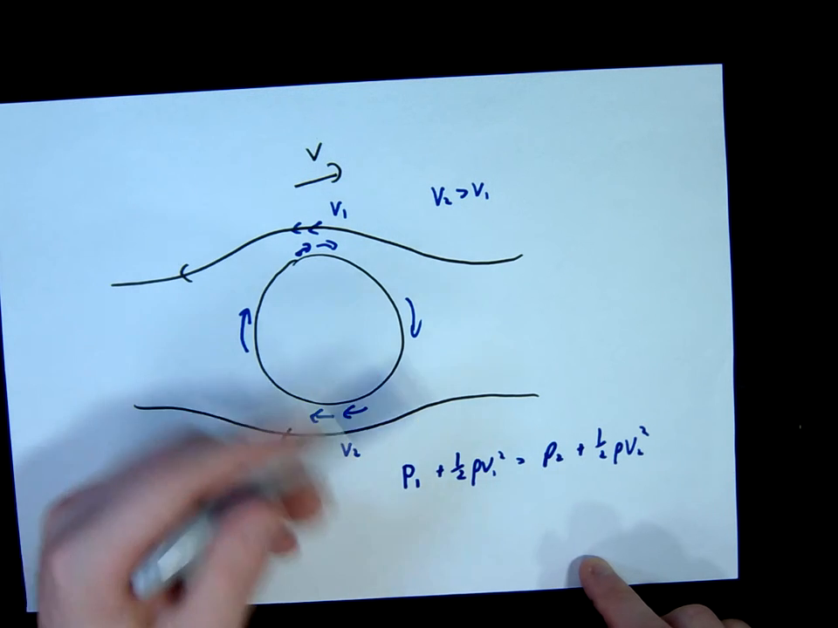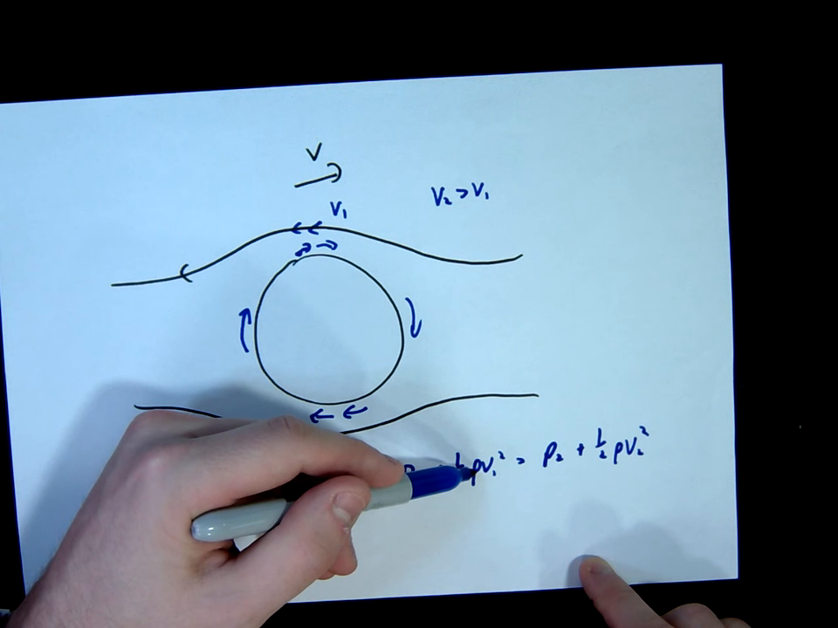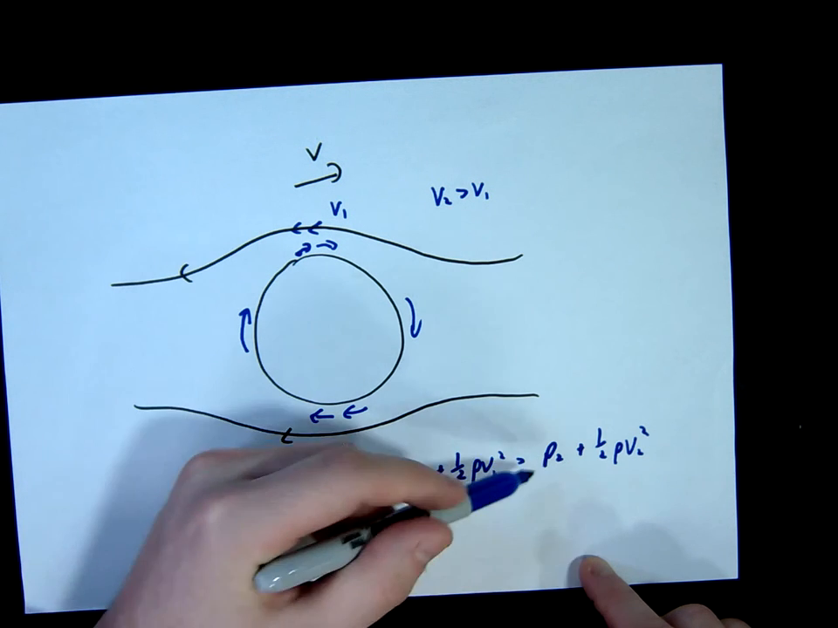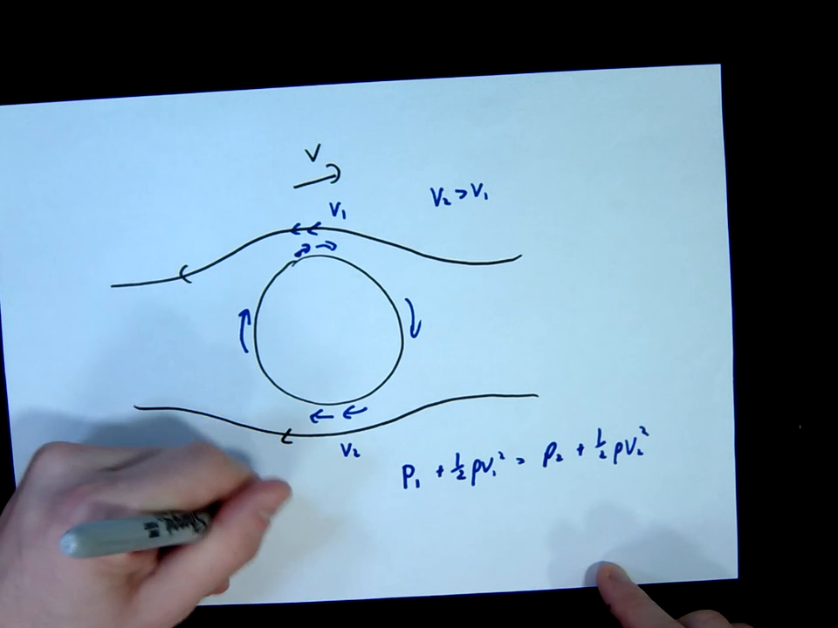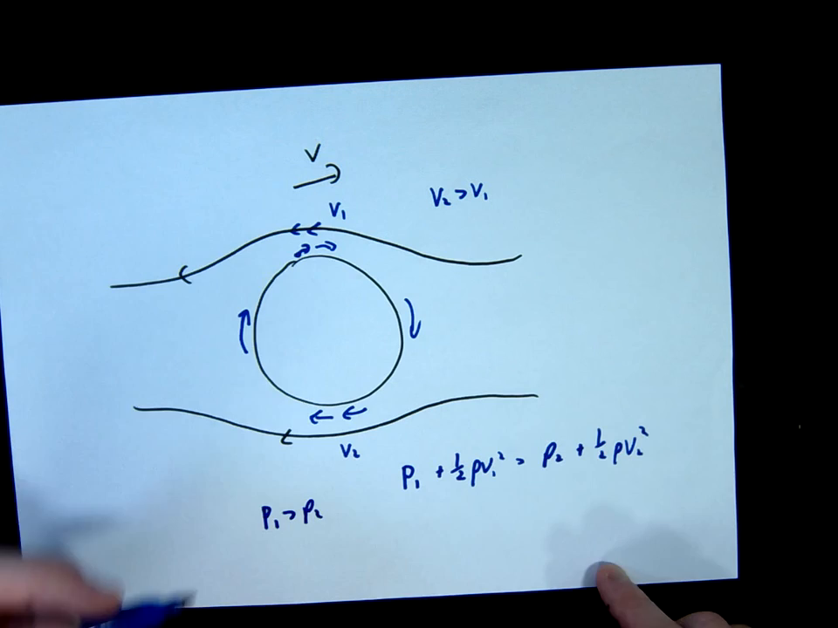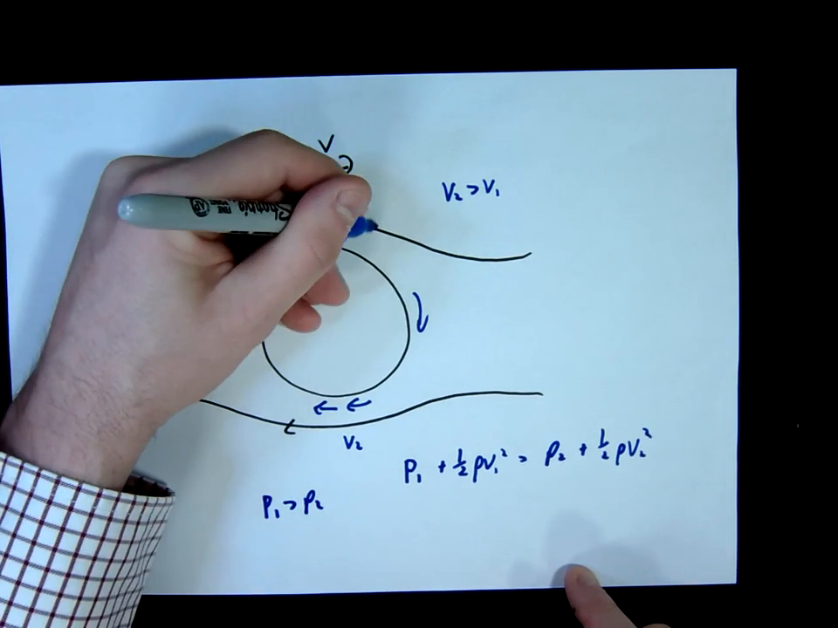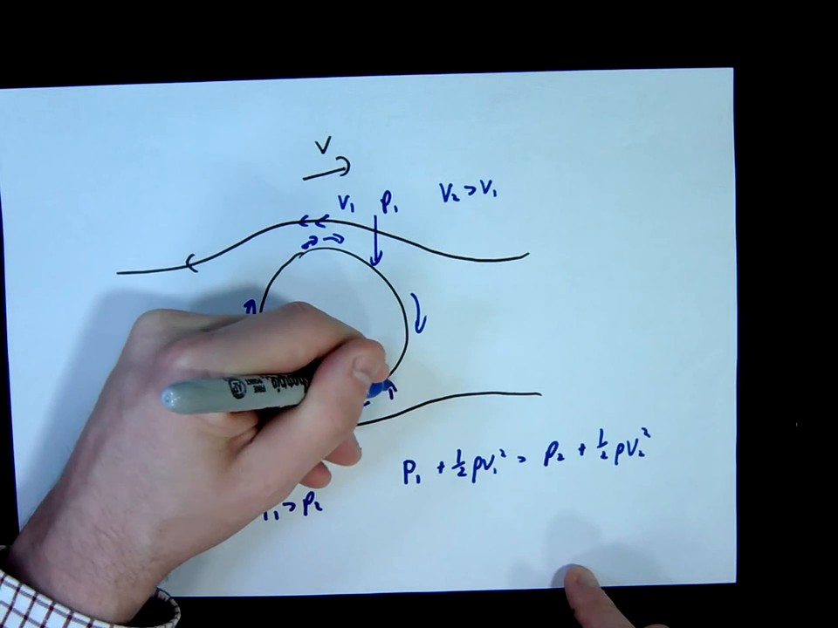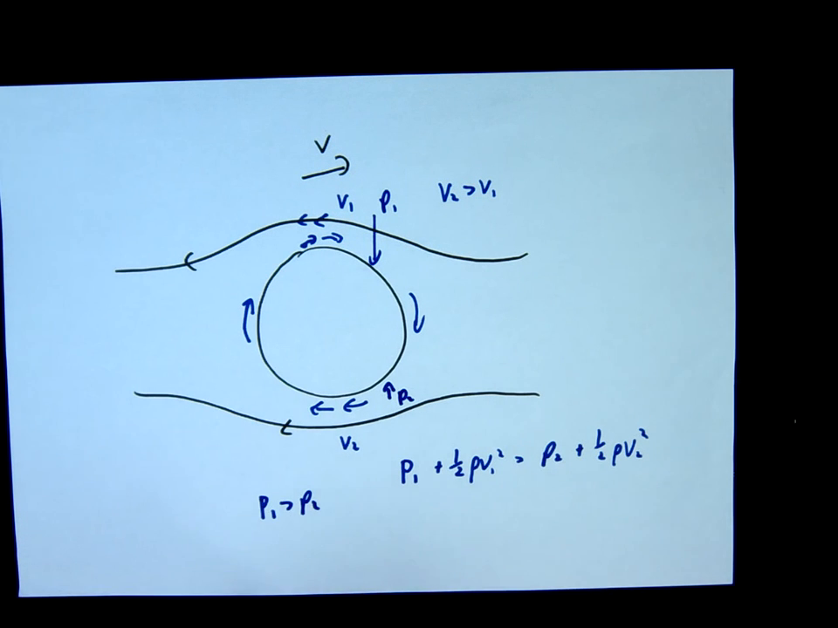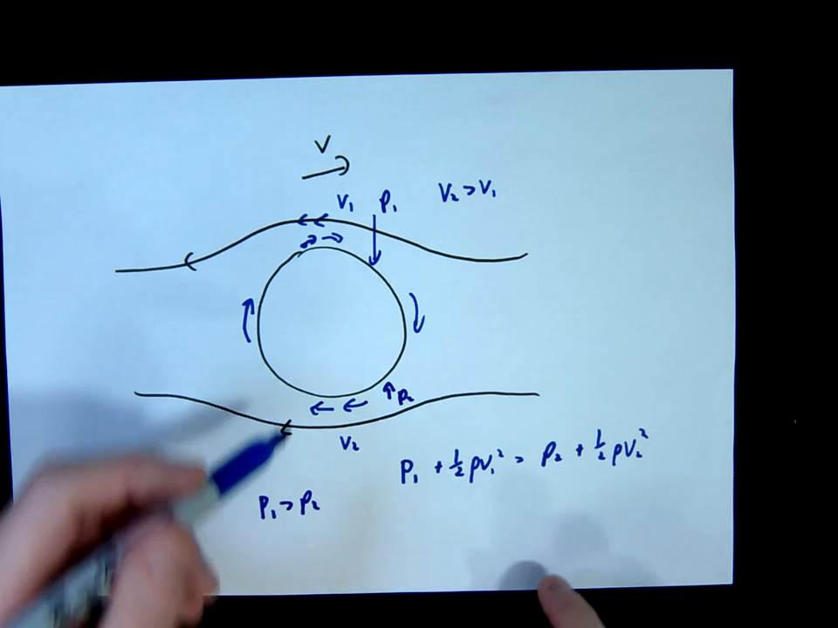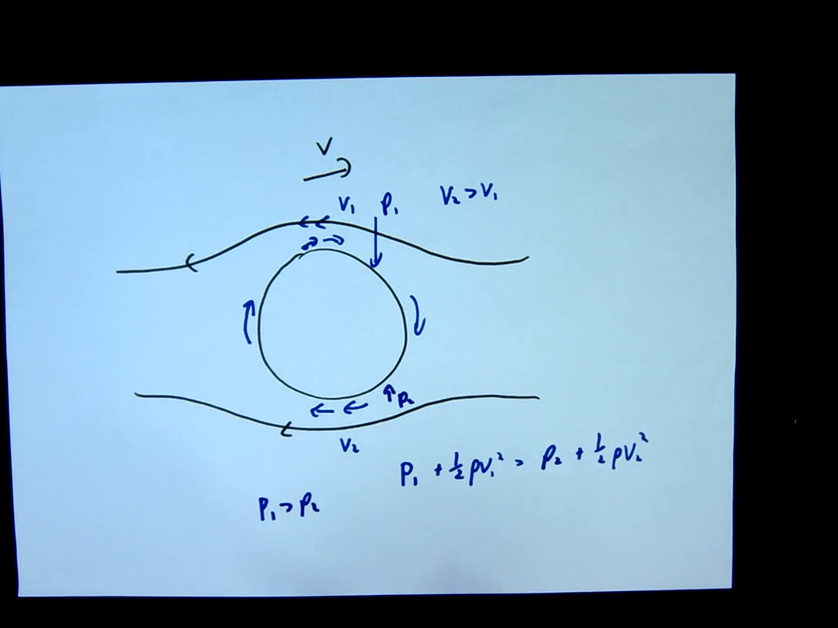Mathematically, if this is V1 and it's going slower, it must have a higher pressure to be mathematically equal to the higher speed, and this must be a lower pressure, which means P1 must be greater than P2. This is why when a ball spins in this direction, it would actually get pushed down, because this pressure, P1, is greater than this pressure, P2. The same thing would happen if you spun it to the left or to the right or even up. You can curve it essentially by spinning it. And this is another application of Bernoulli's equation.